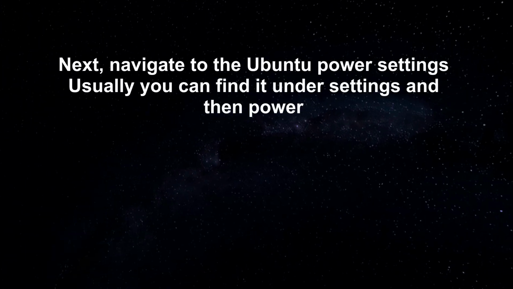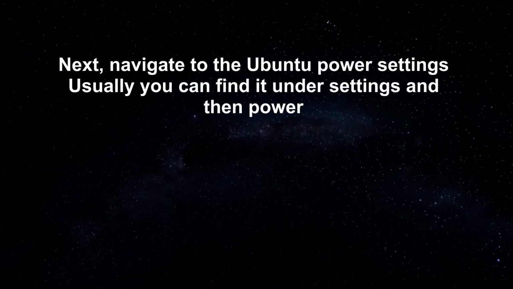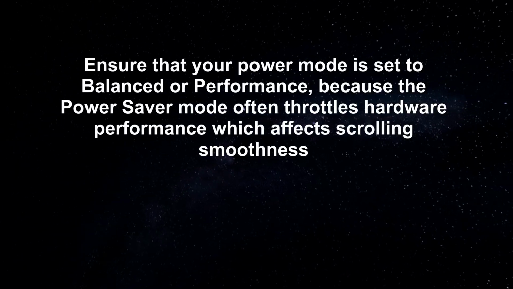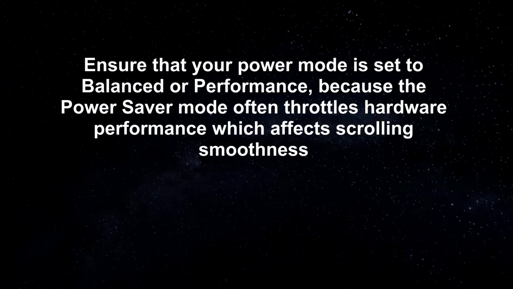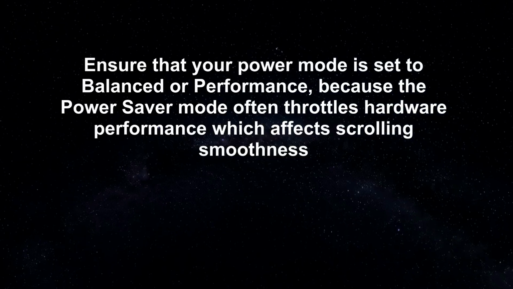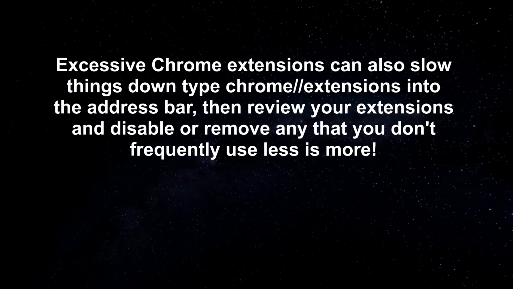Next, navigate to the Ubuntu power settings. Usually you can find it under Settings and then Power. Ensure that your power mode is set to Balanced or Performance, because the Power Saver mode often throttles hardware performance, which affects scrolling smoothness. Excessive Chrome extensions can also slow things down.